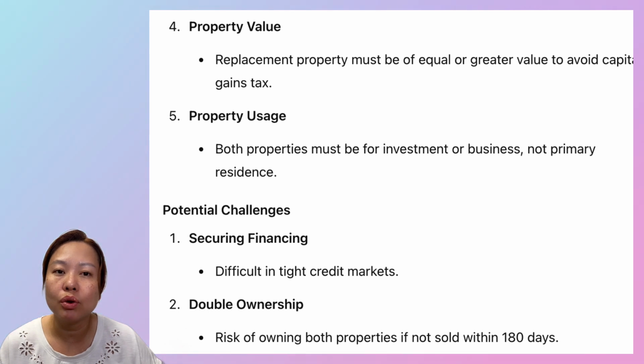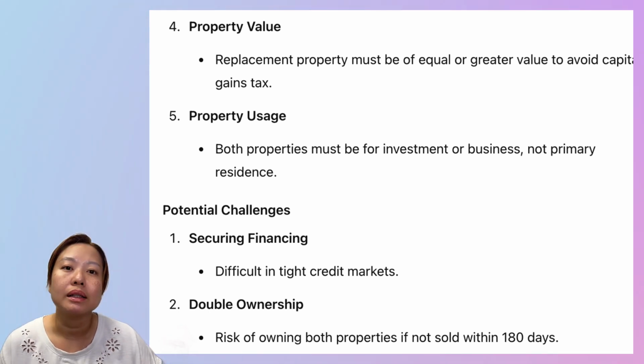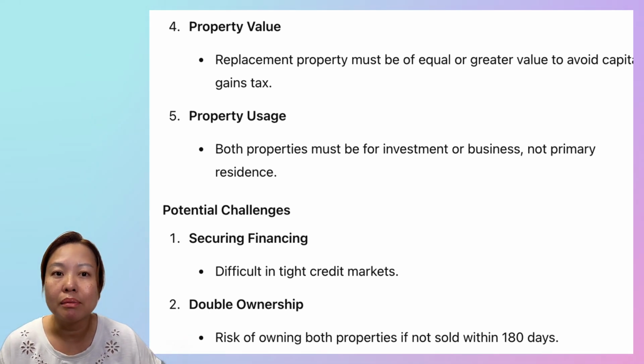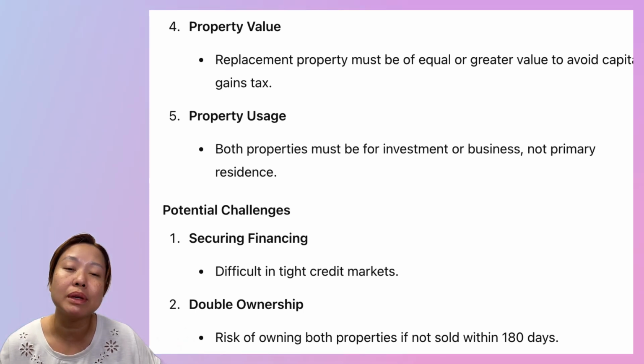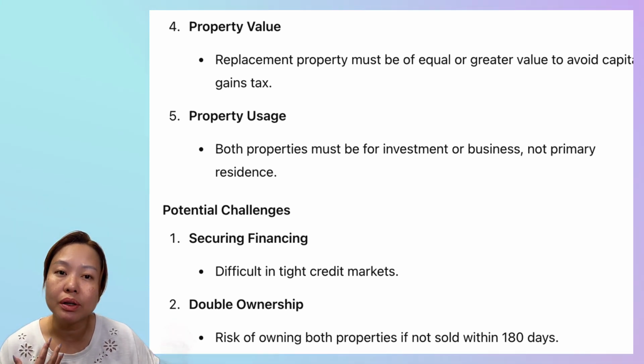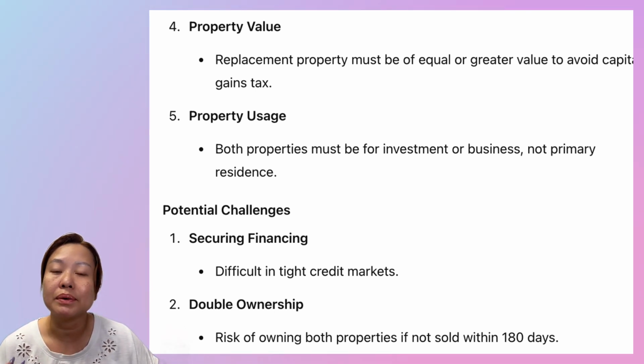The next thing is the property value requirement. If you want to avoid boot, the replacement property must be of equal or greater value than the relinquished property, which means that you use up all your money from the sale of the property. If you have any boot, it's going to give you some tax implication. So if the replacement property is of lesser value, the difference will be considered boot, right? And then will be subject to capital gain tax.